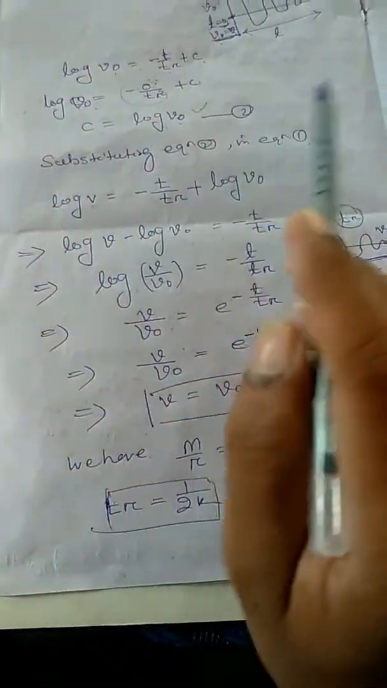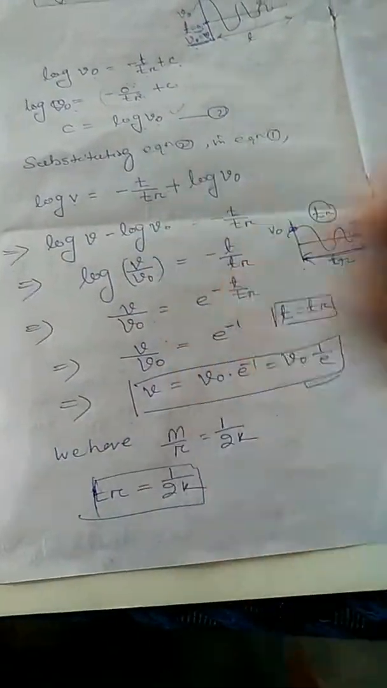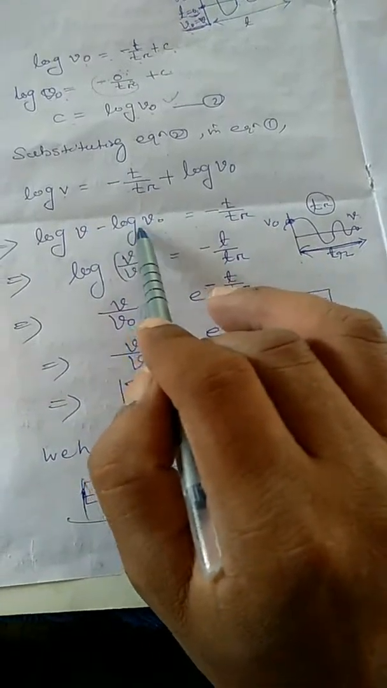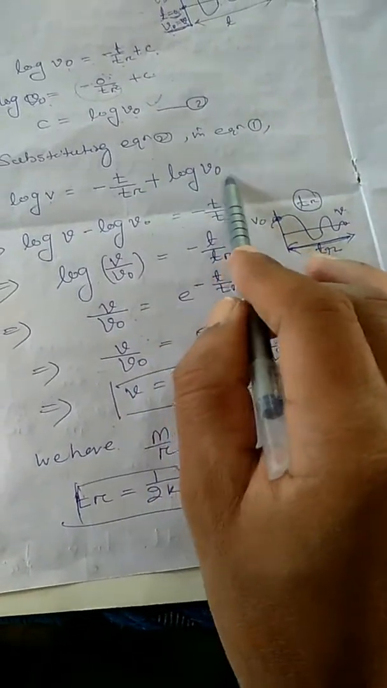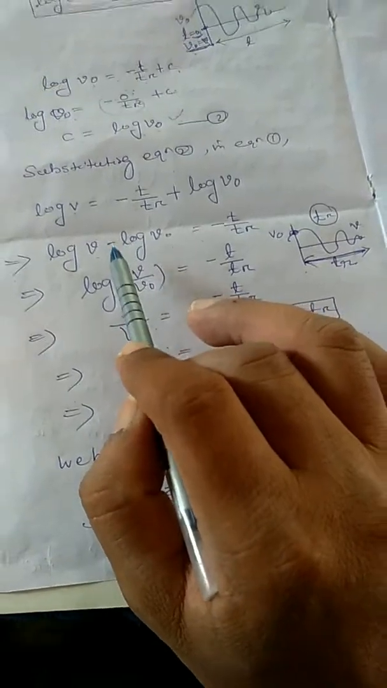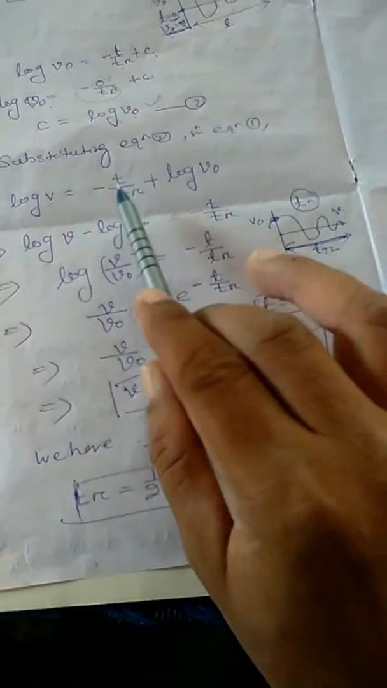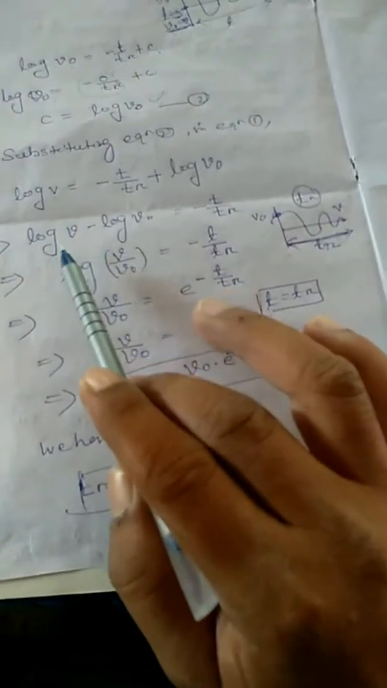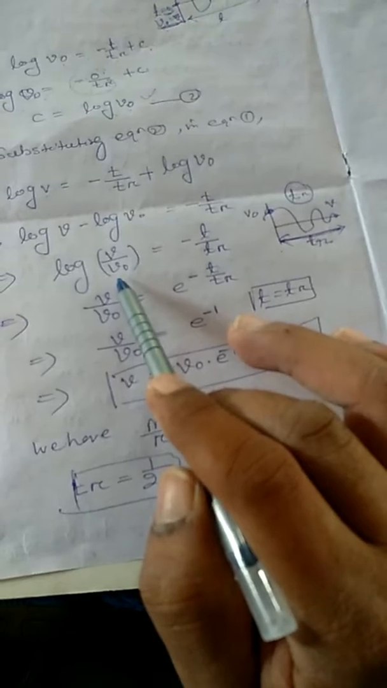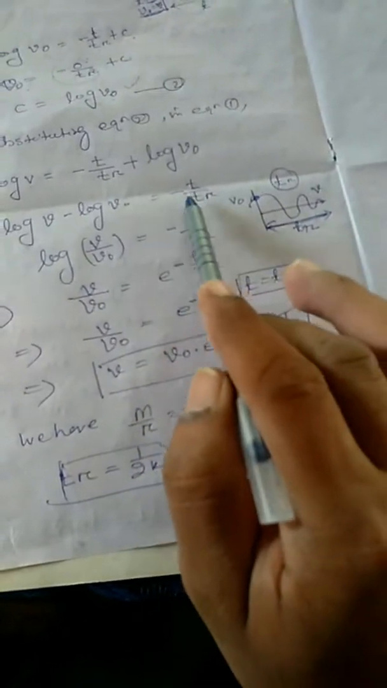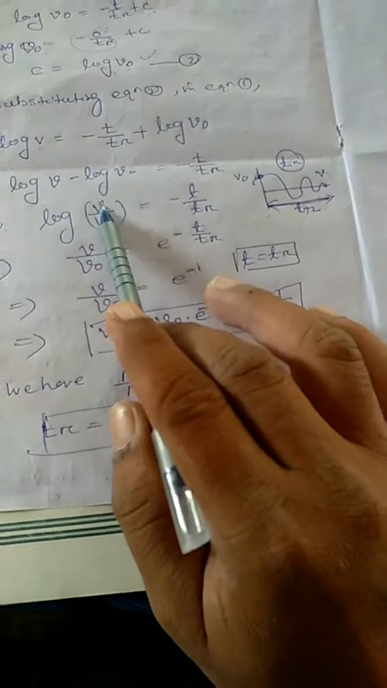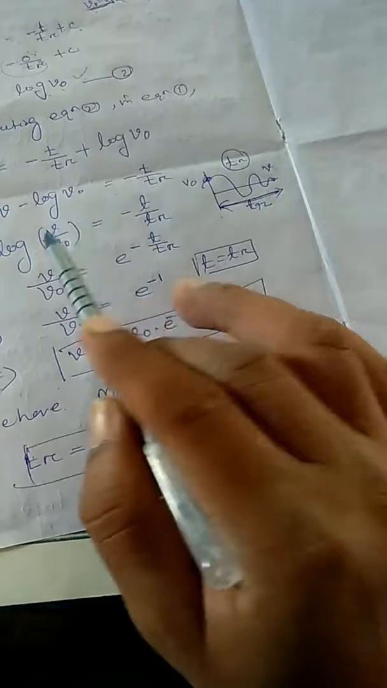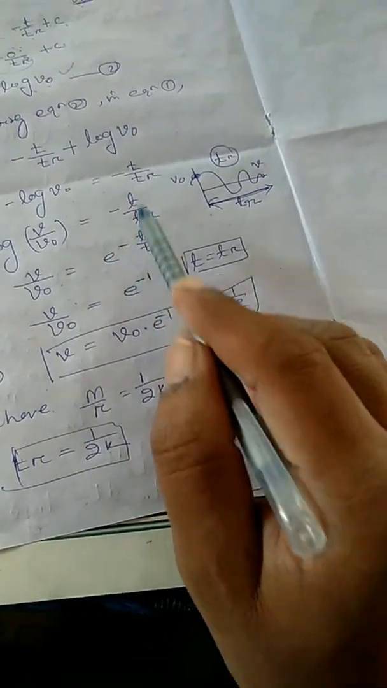So log v is equal to minus t by TR plus log v naught. Bring the log terms to one side and the rest to the other side: log v minus log v naught is equal to minus t by TR. Here you know the logarithmic formula, so log of v by v naught is equal to minus t by TR. Using the logarithmic formula again, v by v naught is equal to e to the power minus t by TR, as its base is e.